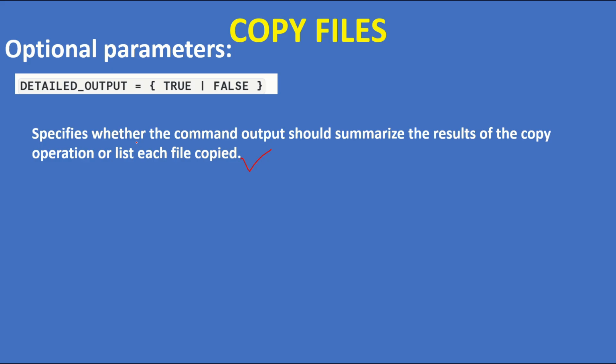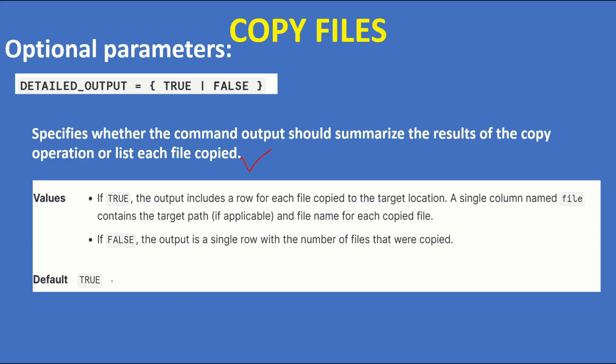The default value is true, and if true the output includes a row for each file copied to the target location. A single column named file contains the target path and file name for each copied file. If false, the output is a single row with the number of files that were copied.